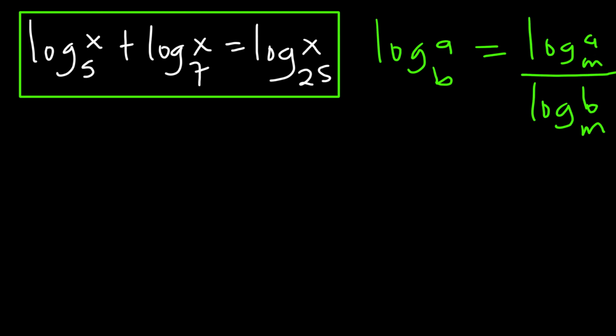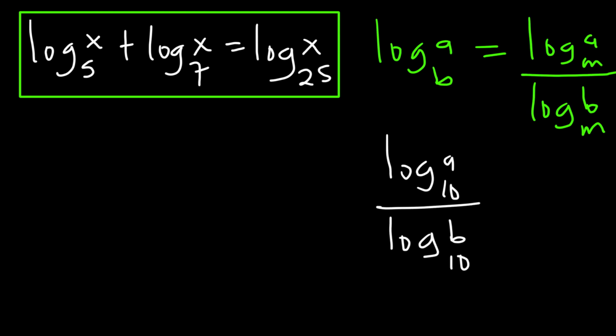Now let's say you choose to use base 10. This will give us log base 10 of a divided by log base 10 of b. And since 10 is the default base of logarithms, we can choose not to show it. So this will be equal to log of a divided by log of b. And this only works for base 10. If it's any other base, then you have to show it.